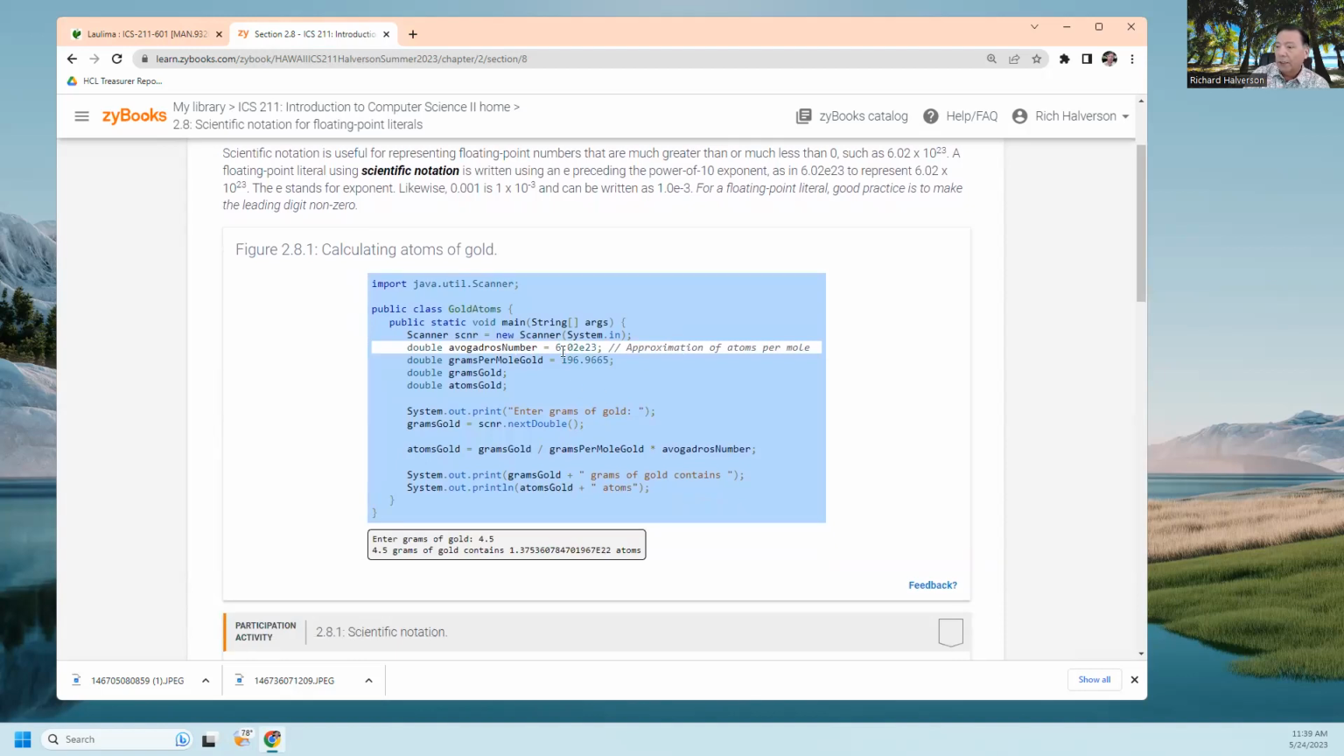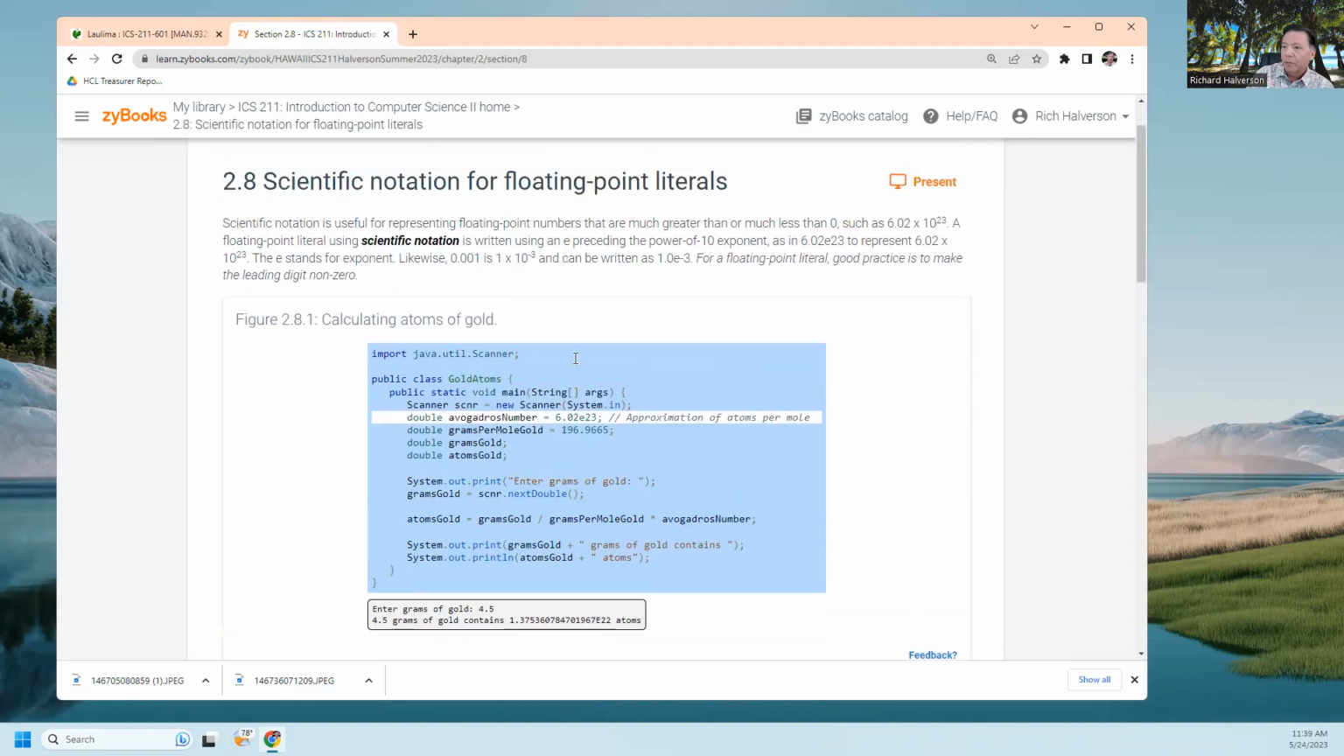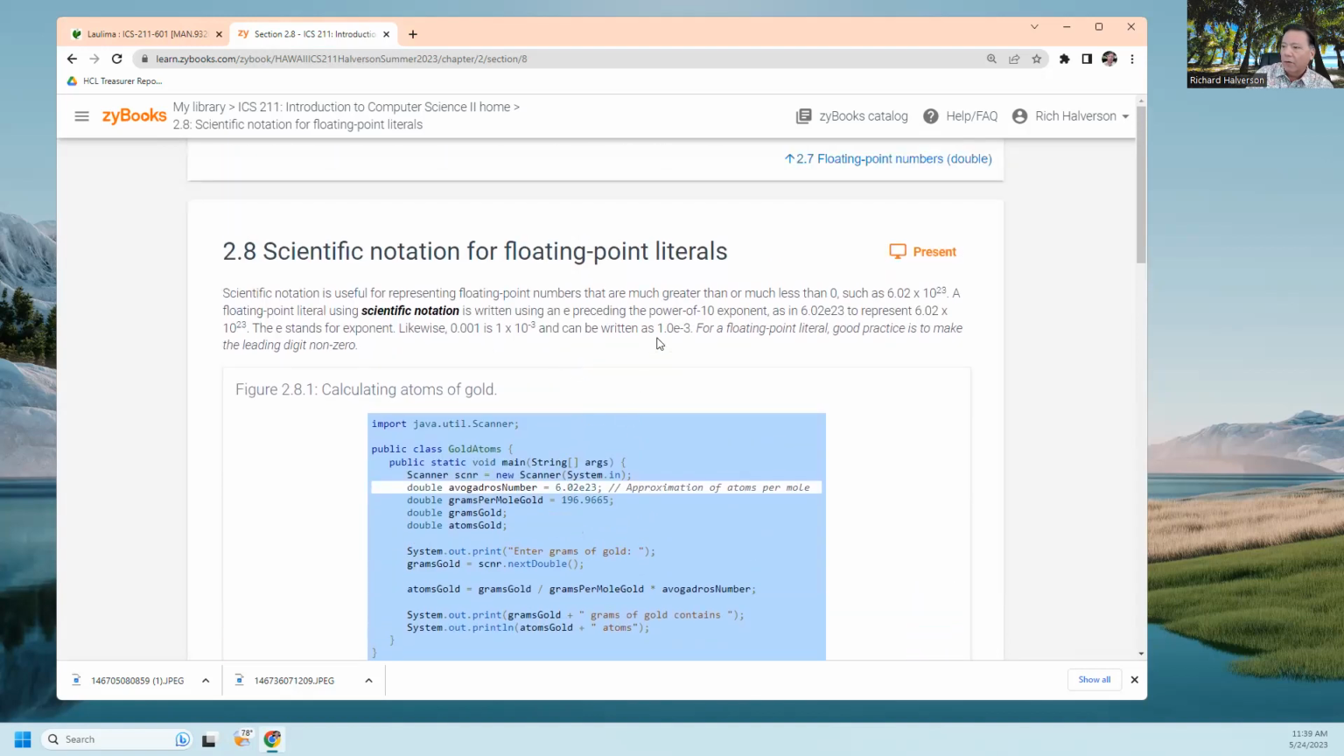It's still a double type, but we can specify the value this way, which is 6.023 times 10 to the 23rd. That's Avogadro's number, atoms per mole. It's how many atoms are in a mole. So you can just write it that way.